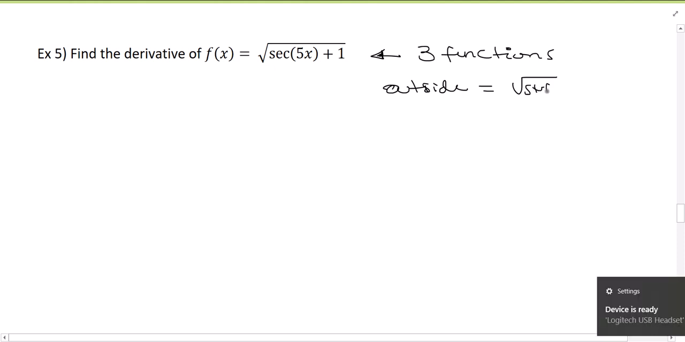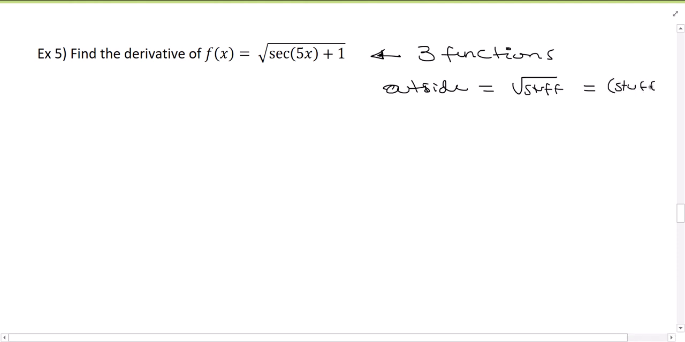I'm going to be very technical here. And so we can write that as stuff to the 1/2. So that's our most outside function. Now, what is the middle function? And sometimes the middle function is kind of hard to identify. So what about the inner function?